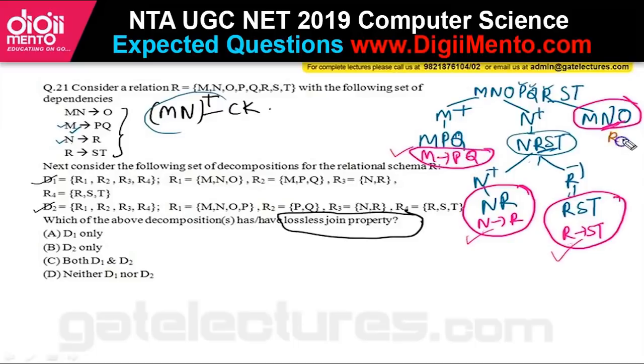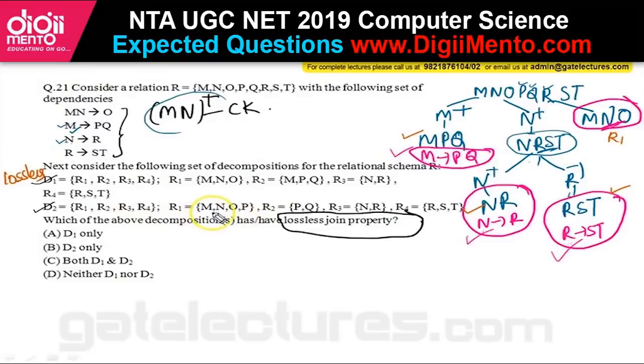So okay, very good. Now the second one they are saying MPQ. Yes, MPQ. The third one they have divided as NRs. Yes, perfect. And the fourth one is RST. Yes, they have divided exactly. It should be divided. So first, D1 is lossless. Now let's check for D2.